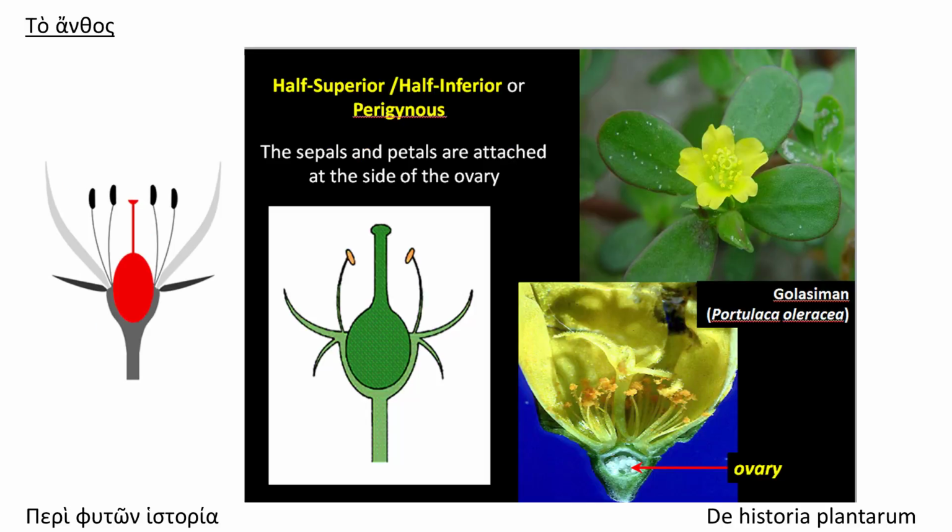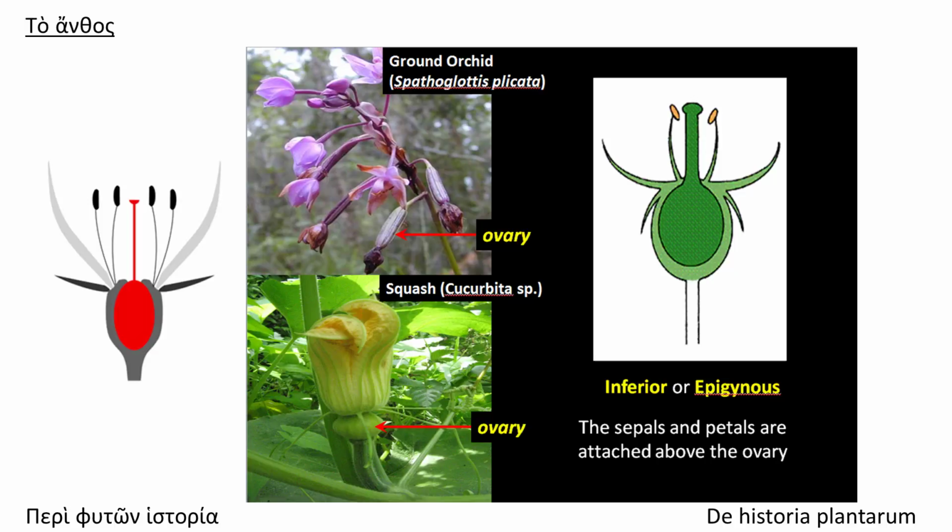When the stamens, petals, and sepals converge and insert themselves in the middle of the ovary, that is the perigynous, half inferior, or if you are the ovary, half superior position. At the opposite extreme is the epigynous, or from the woman's point of view, inferior position.